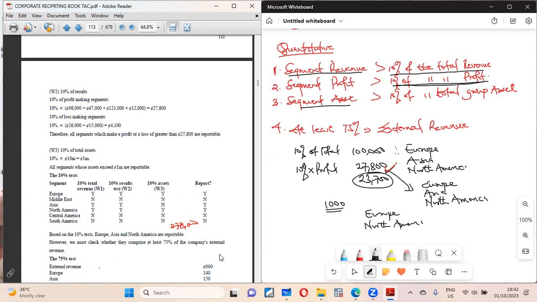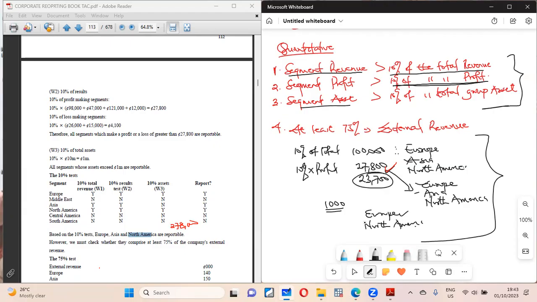So have you seen what we've done? This is the asset aspect, and that is what we've put there. So we have two tests. This is the 10% test. By the 10% test, we have been able to identify them. So based on 10%, we have who? Europe, Asia, and North America. So you see that when you go through the test, you can pick all of them.